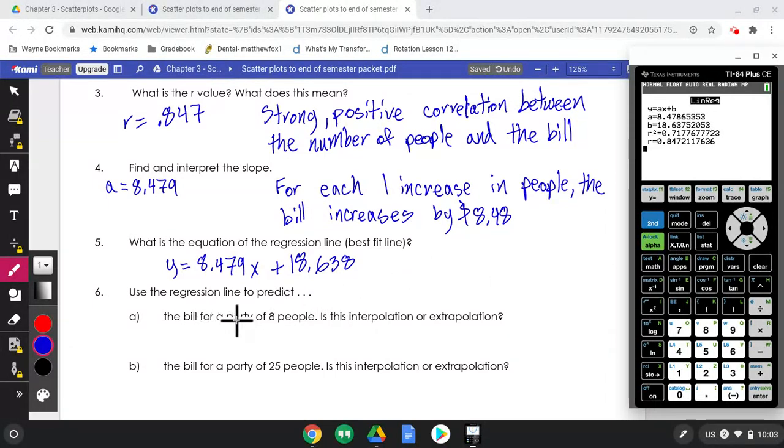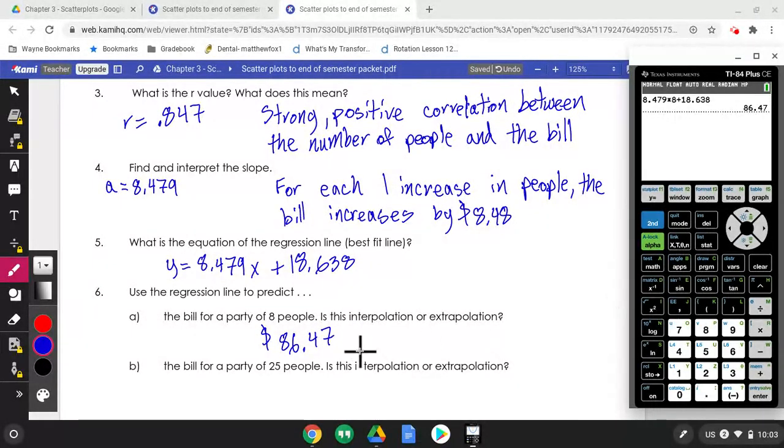Okay, so now use the regression line to predict the bill for a party of 8 people. So remember, to do that, we just plug 8 in here for x. So I'll do 8.479 times 8, there are 8 people, plus 18.638. We hit enter, and we get 86.47. So that means our prediction is the bill for 8 people would be $86.47. Now, is this interpolation or extrapolation?